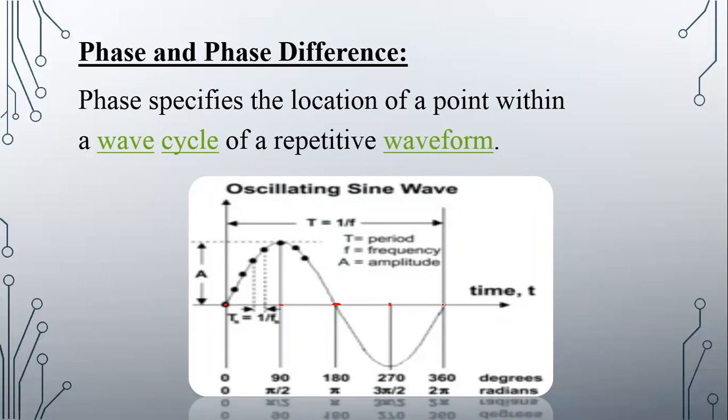Whereas at this point, its phase can be mentioned as 360 degrees or 2 pi radians. So these points have different phases, and that is also called their absolute phase. The location of every point can be described with the help of this phase angle, which is different for different points.